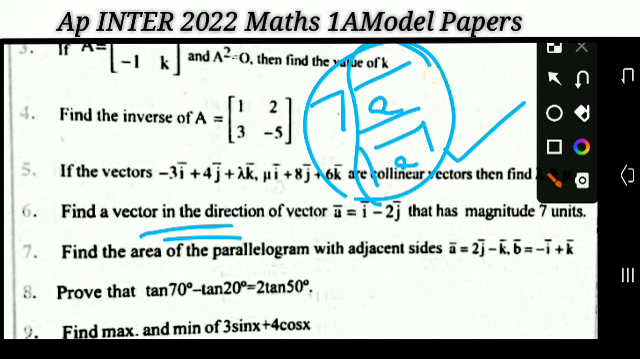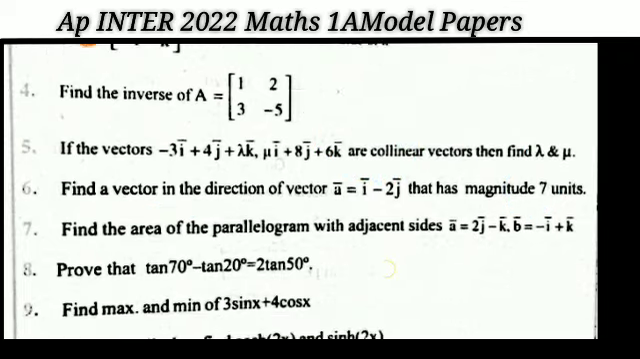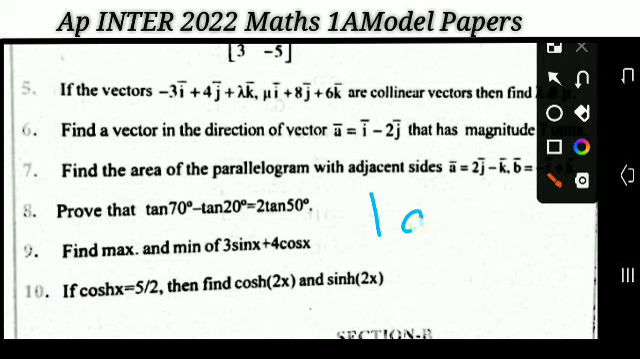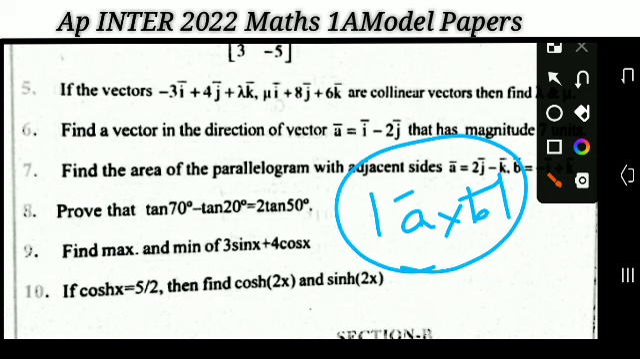A bar by mod a bar is equal to the unit vector. Unit vector means magnitude is equal to 1. But what is the question? We want the vector with its magnitude equal to 7. So the answer is 7 into a by mod a. Okay. Find the area of the parallelogram with adjacent sides. So adjacent sides are given, so the formula is modulus of a cross b. If suppose diagonals are given, then the formula is half mod a cross b. Okay, this is the difference.